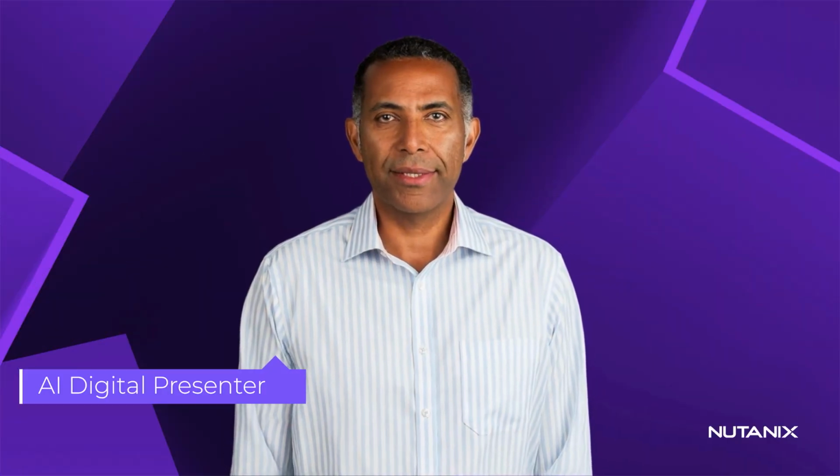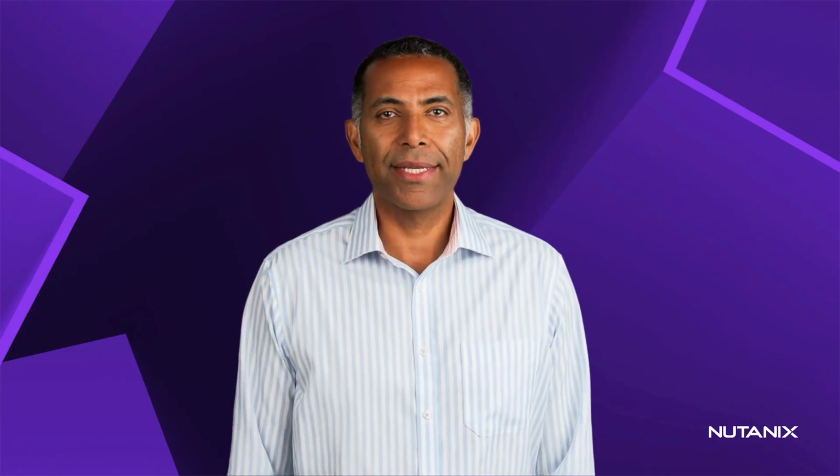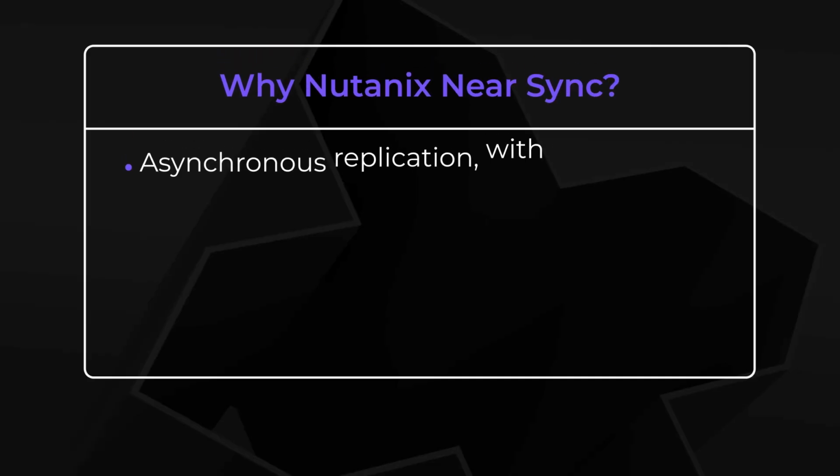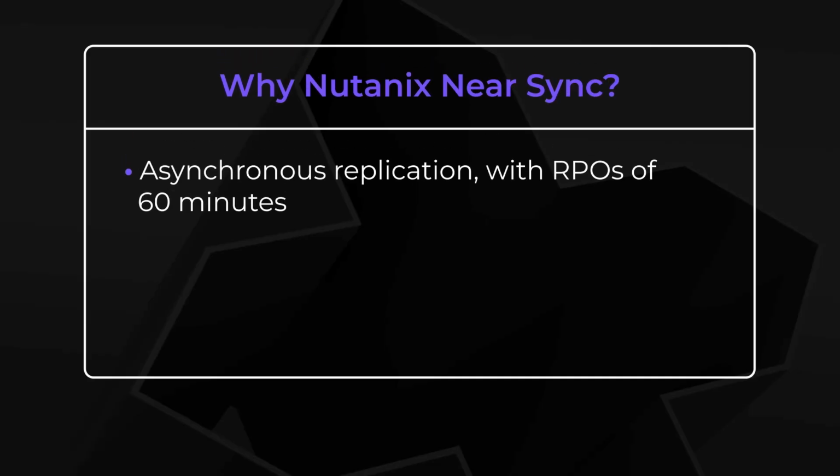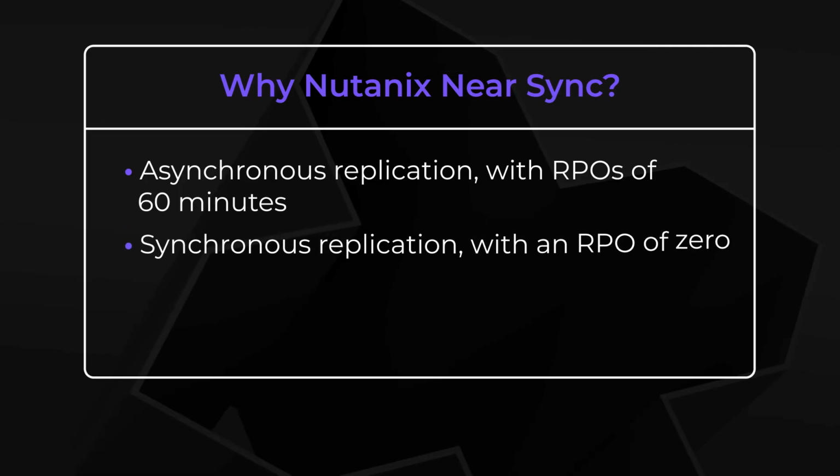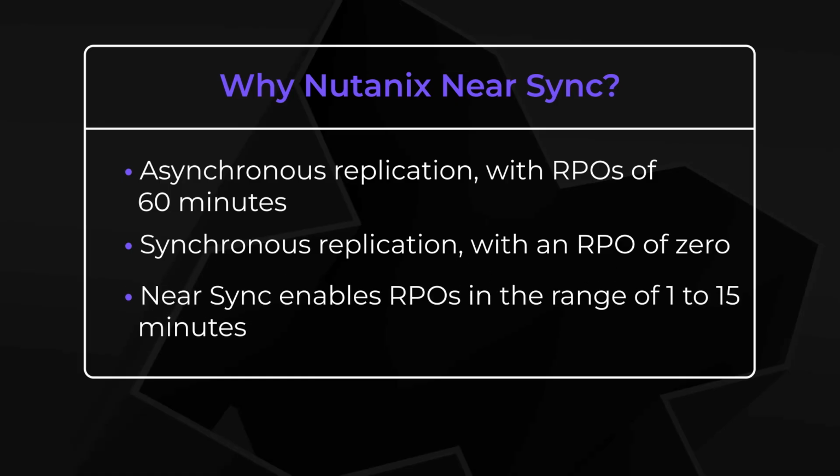Nutanix Near Sync is a disaster recovery technology that protects VMs by replicating their data to a remote site with a low recovery point objective. It is designed to bridge the gap between asynchronous replication, which typically has RPOs of 60 minutes or more, and synchronous replication, which has an RPO of 0. Near Sync enables RPOs in the range of 1 to 15 minutes.